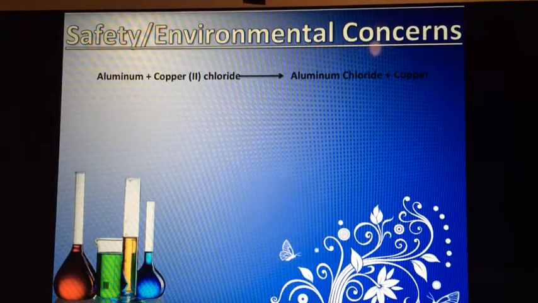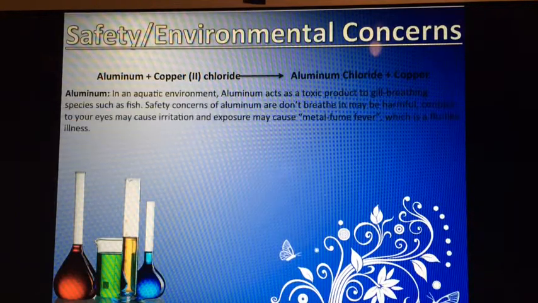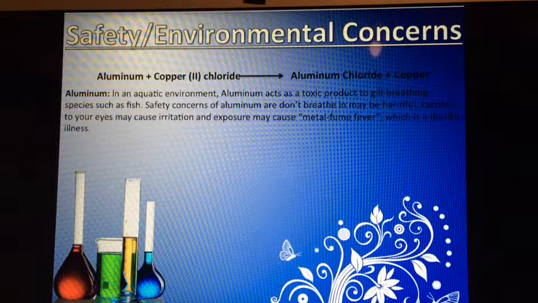Safety and environmental concerns. For aluminum plus copper-2 chloride forms aluminum chloride plus copper, we are just going to list the environmental concerns for each element. So aluminum. In an aquatic environment, aluminum acts as a toxic product to gill-breathing species such as fish. Safety concerns of aluminum are: don't breathe it, it may be harmful, contact with your eyes may cause irritation, and exposure may cause metal fume fever, which is a flu-like illness.